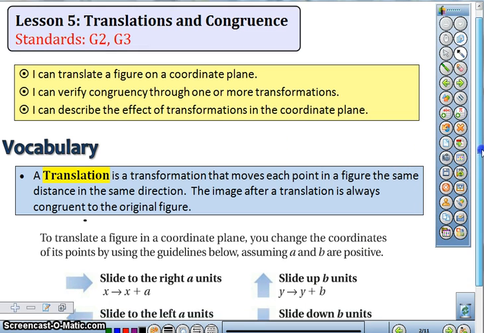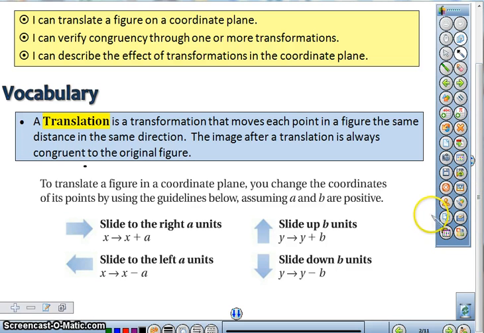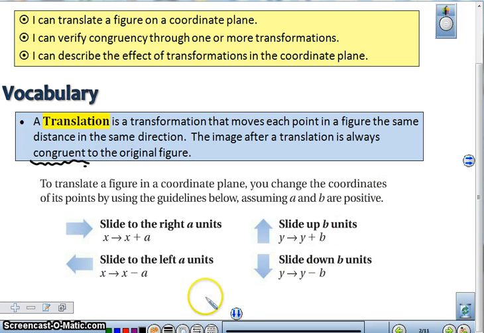So when we look at our translations, as we took a look at our rules last week, one of the things we said is a translation moves a figure the same distance, same direction. The image of that translation is always going to be, the key word here is congruent to the original. Now last year you worked with similar figures. This year we're talking about congruent ones. And congruent means that they have the same size and shape.